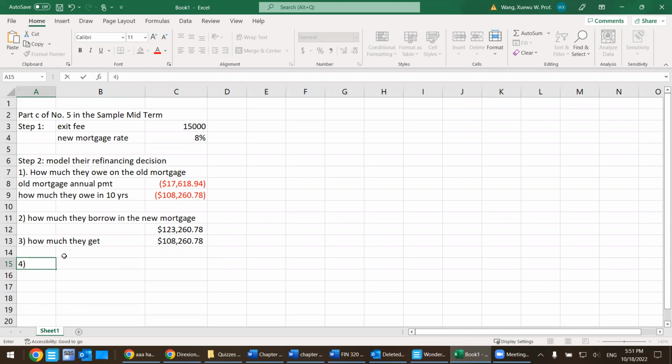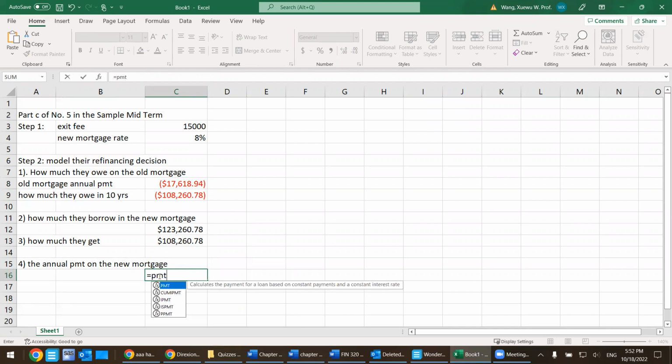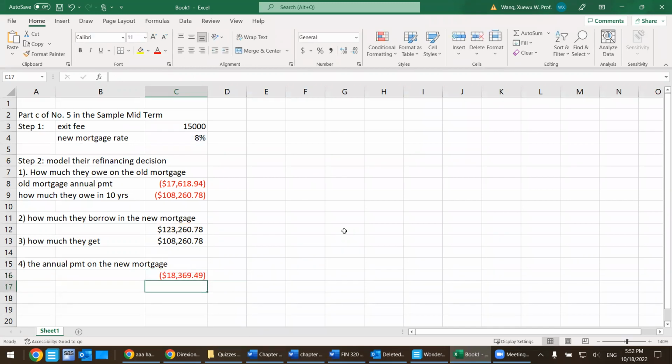All right. And now I'm going to find out the annual payment on the new mortgage. Okay, so the new mortgage is going to have, all right, so I'm going to look at the rate, which is the 8% new mortgage rate, and it's for 10 years. And how much do they borrow? Well, they borrow this much, and the future value is 0. So that's how much they're going to pay on the new mortgage.